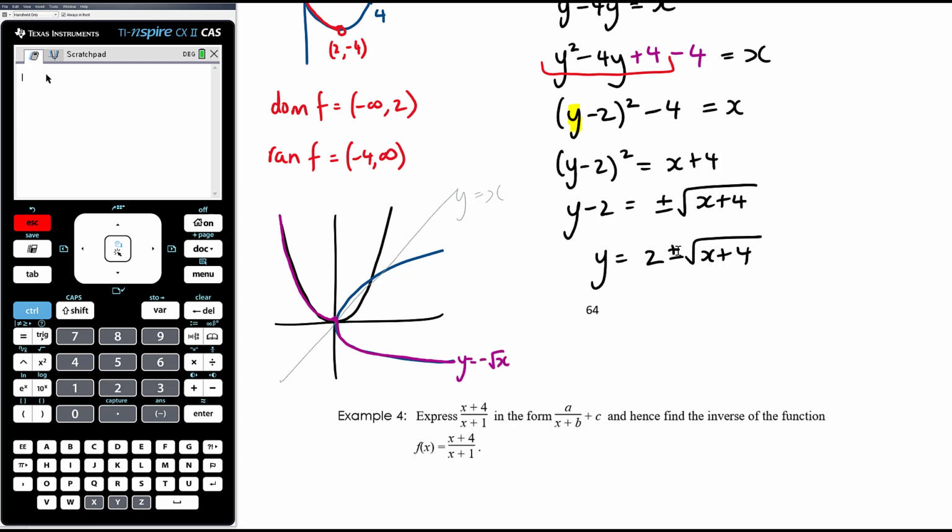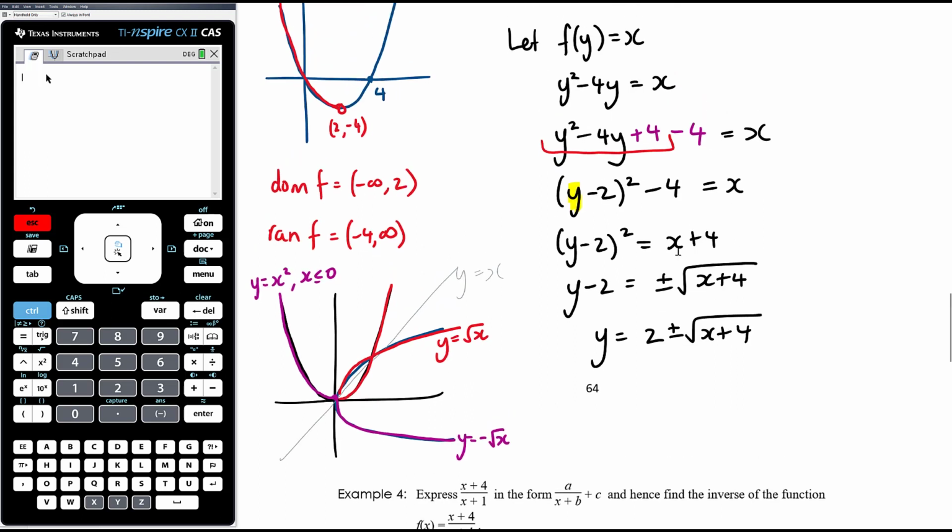Okay, if you had y equals x squared where x is less than 0, or less than or equal to 0, it doesn't really matter, its inverse is y equals negative root x. If you started with the positive half, the right-hand half of the parabola, its inverse will be the top half of the square root, the positive square root. Okay, so in this question here, we started with the left-hand half of the parabola, and so therefore the inverse function is going to be the bottom square root, the negative square root.